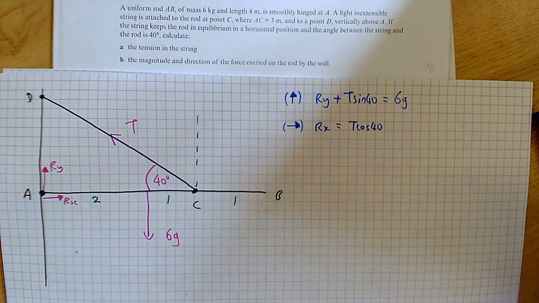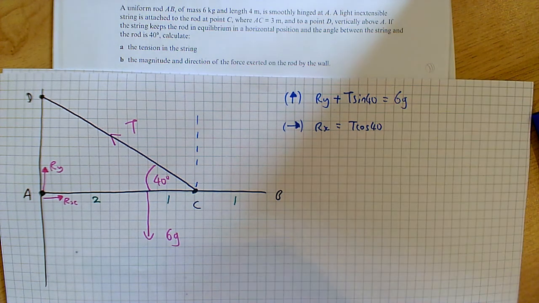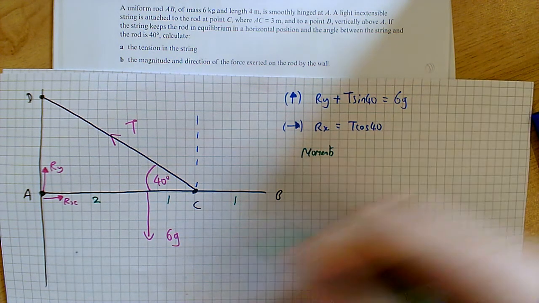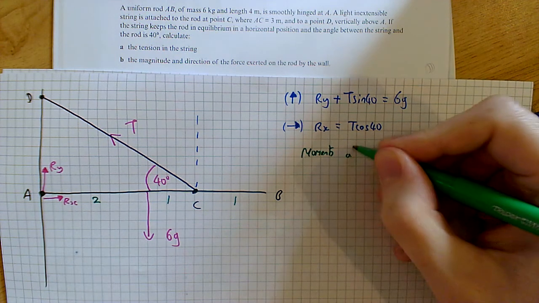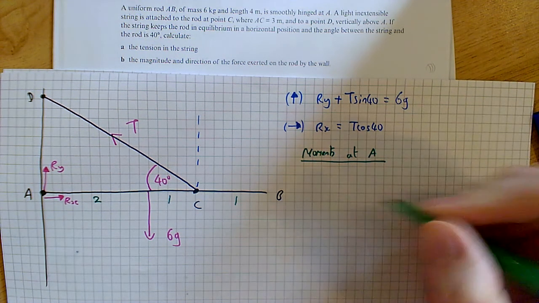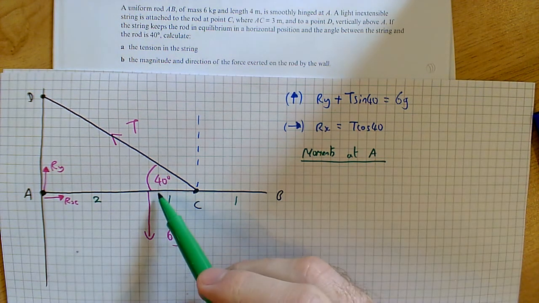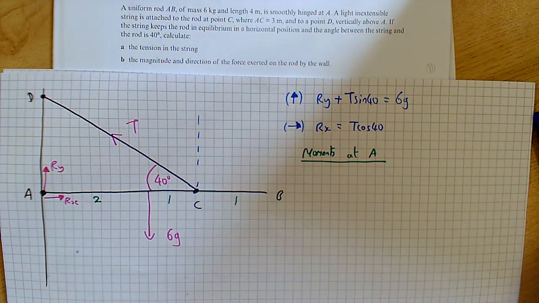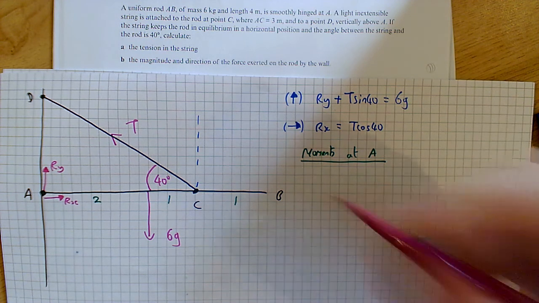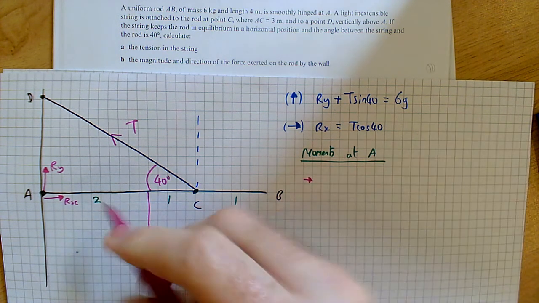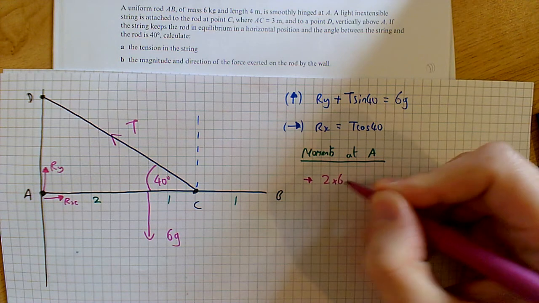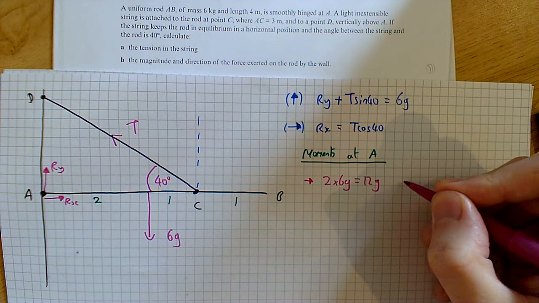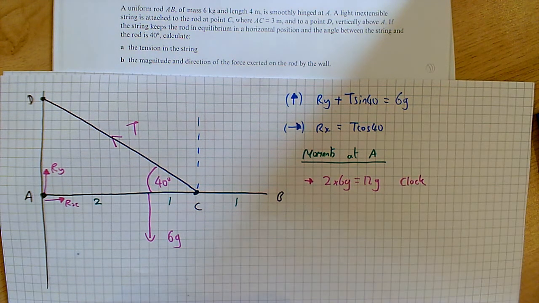We've not got enough information from that, so move on to the moments. Again, we want to take moments at the point where the most stuff that we don't know is, which is going to be A. Moments at A, it's being pulled down clockwise by this one, and it's being pulled up anti-clockwise by that one. So the clockwise is 2 as the distance and 6g. That's already perpendicular, so I don't need to resolve it. So 2 times 6g is 12g, and this is a clockwise force.